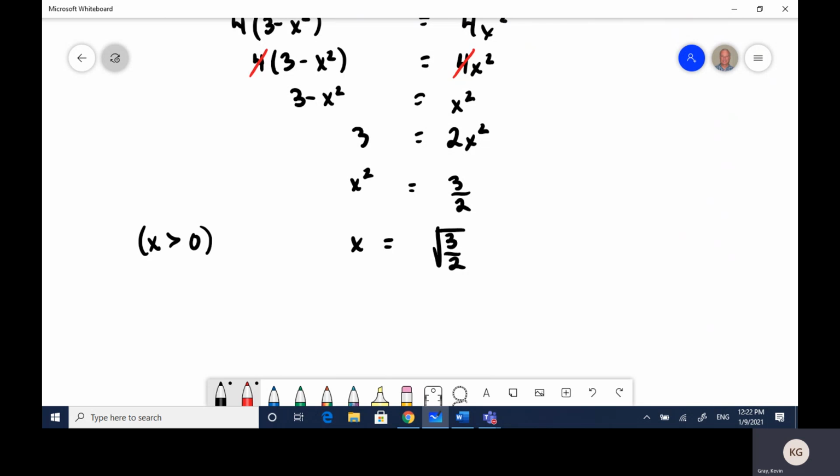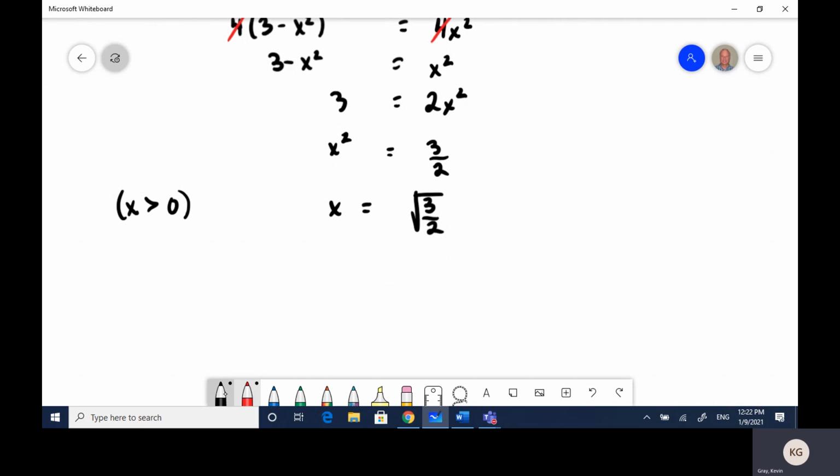Now, the answer key treats this a little bit differently. I'm going to rationalize the denominator, so that means I'm going to multiply it by, well, this is really just root 3 over root 2, multiply it by root 2 over root 2. It gives me a root 6 over 2, which is probably a better way to deal with this.